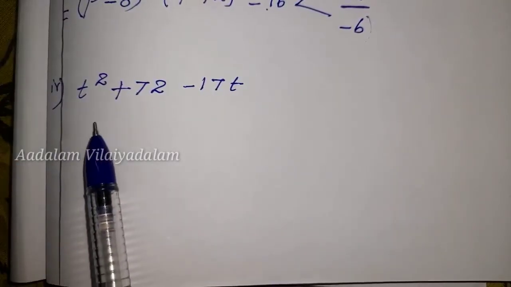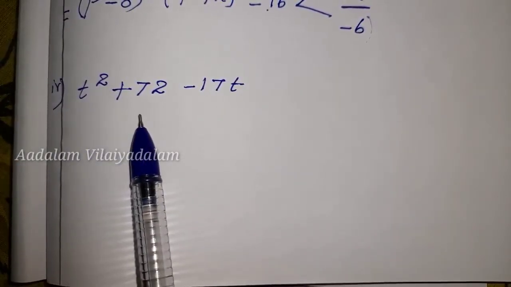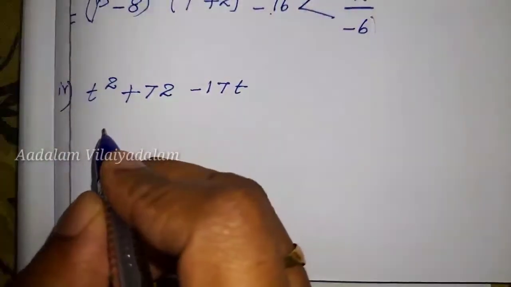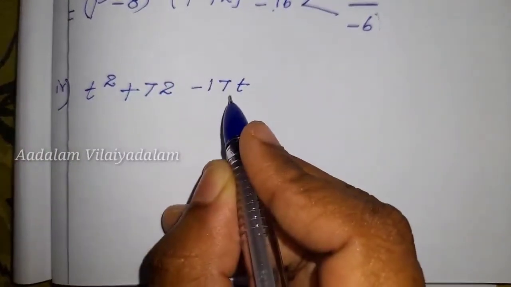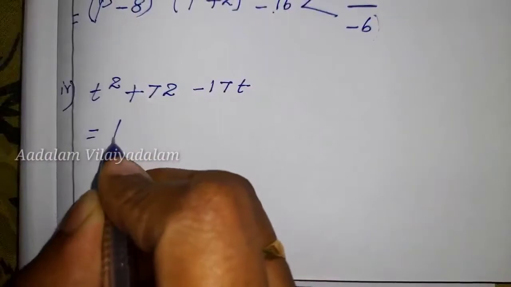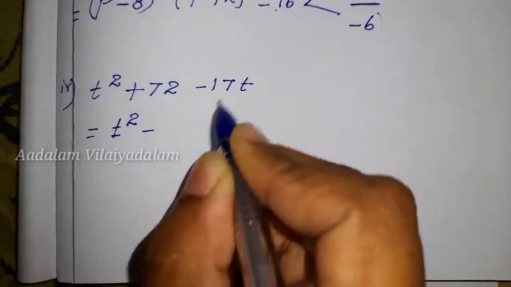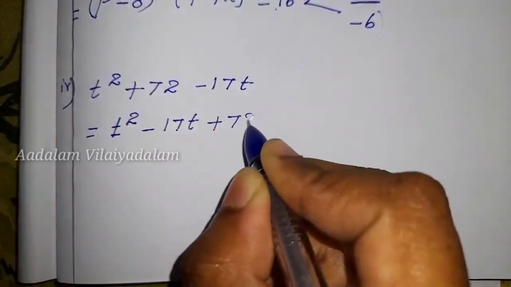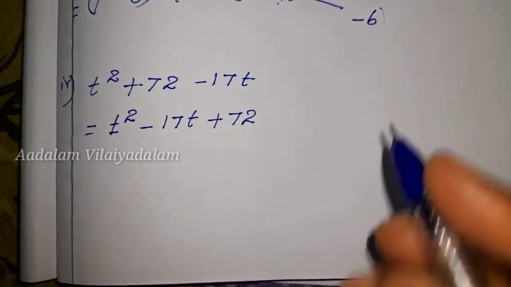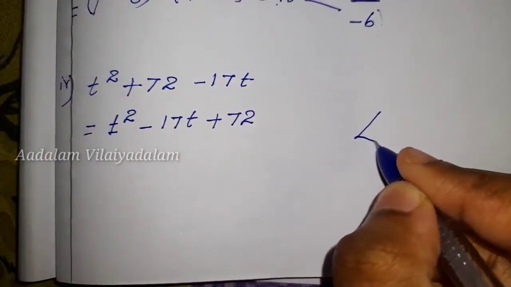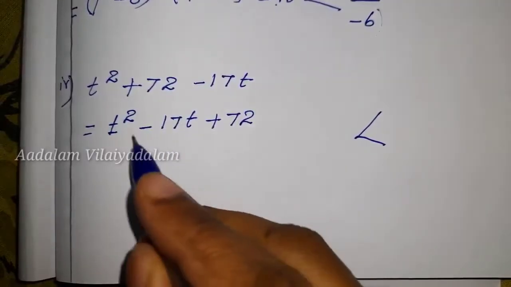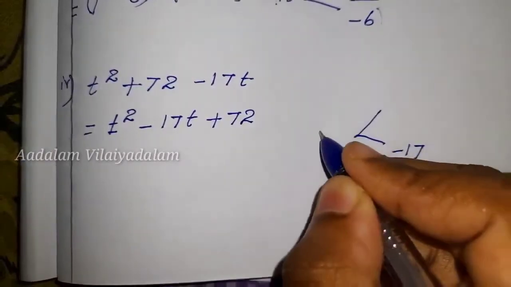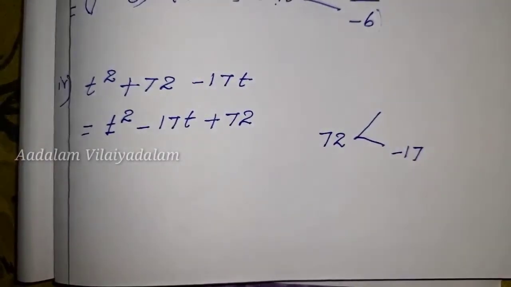Fourth question, t square plus 72 minus 17t. So first we rearrange the format: t square term, t term and constant term. So first write t square, then the t term, minus 17t, and the constant term is 72. First rearrange the format. Here the sum of the factors is the coefficient of t, that is minus 17. The constant term here is 72, the product of the terms is 72.